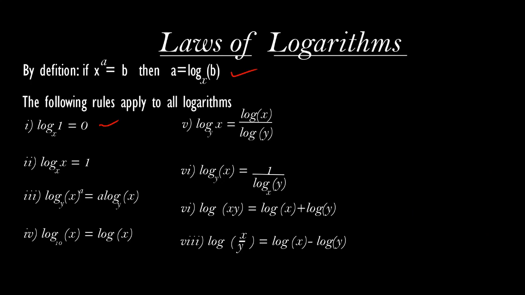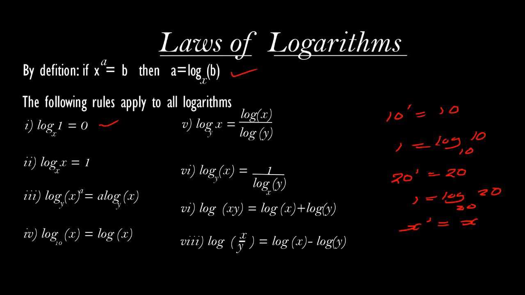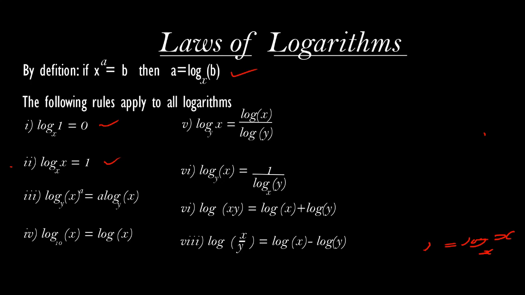The second rule that applies to logarithms, Roman number 2: a logarithm of a number to the same base is always 1. So if you have 10 raised to power 1, it's just 10. That implies 1 is the logarithm of 10 to base 10, meaning a logarithm of a number to the same base is always 1. 20 raised to power 1 is 20, so that implies 1 is the logarithm of 20 to base 20. So if you have x raised to power 1, that is just x. So it implies 1 is the logarithm of x to base x, Roman number 2. So the logarithm of a number to the same base is always 1, a very important law.